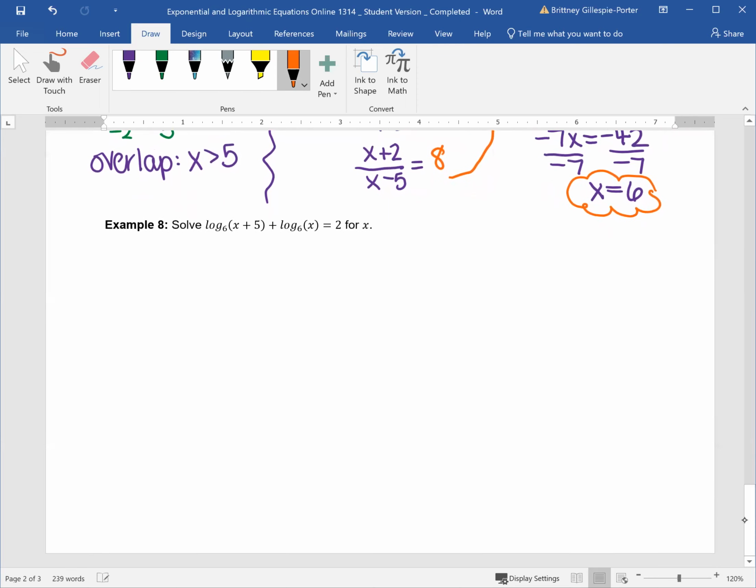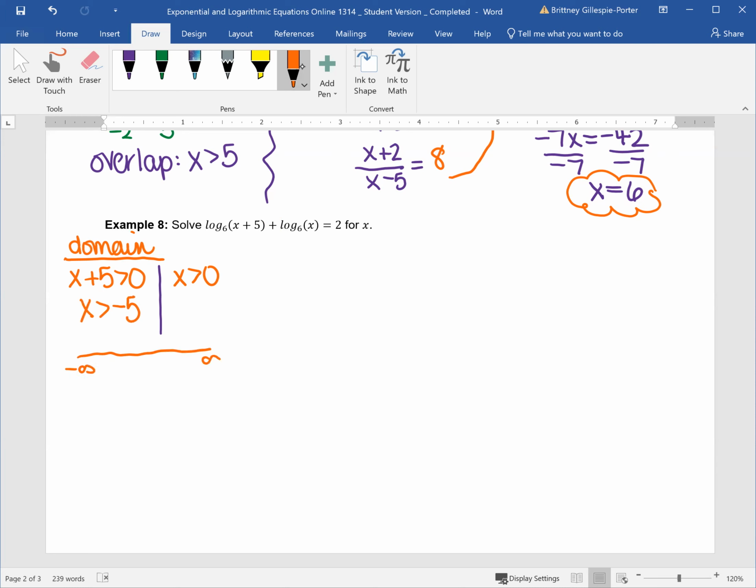Last one like this. We have logs set equal to a constant term, a number. Let's go ahead and start with our domain. Because we have logs, take those arguments, set them greater than 0. Don't have to worry about the 2 because the 2 is standing alone. He does not have a log around him. And even if he did, he doesn't have a variable. So we get x greater than negative 5 and x greater than 0.